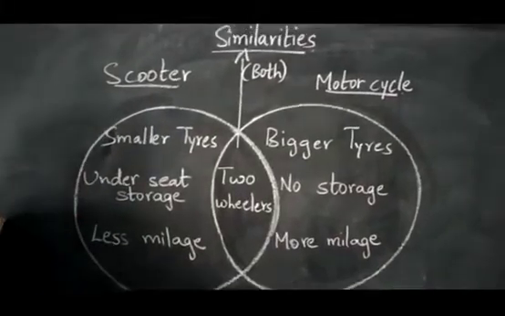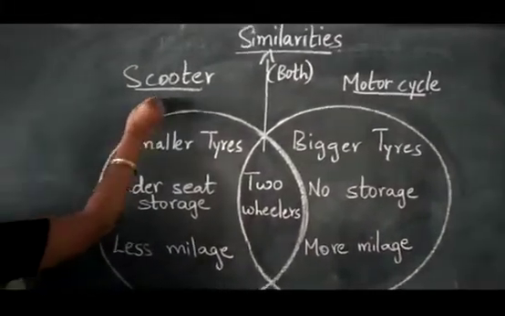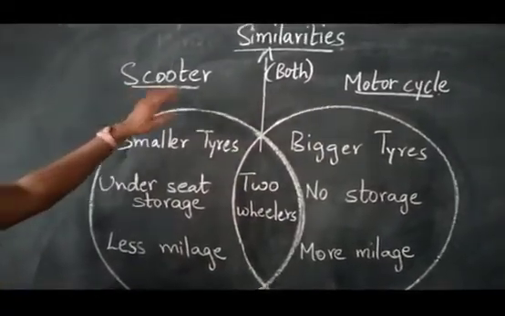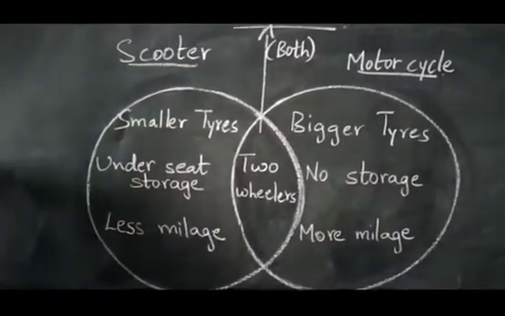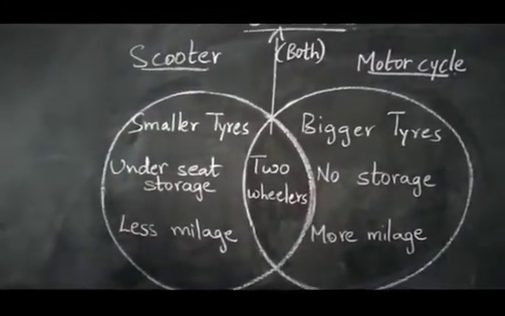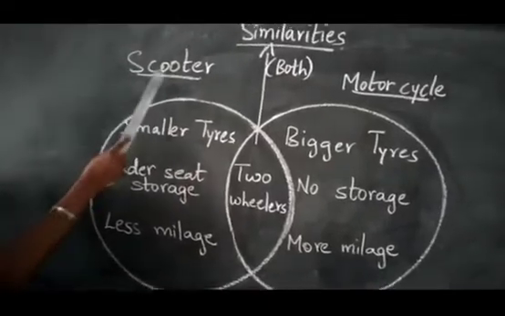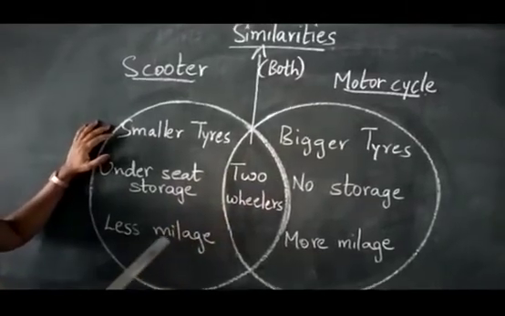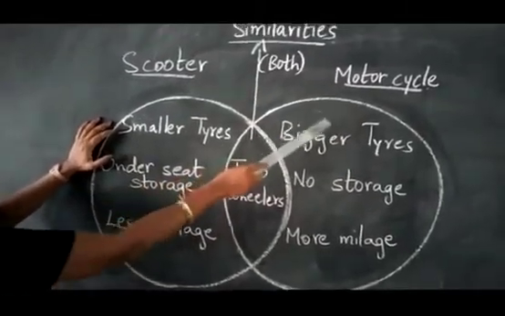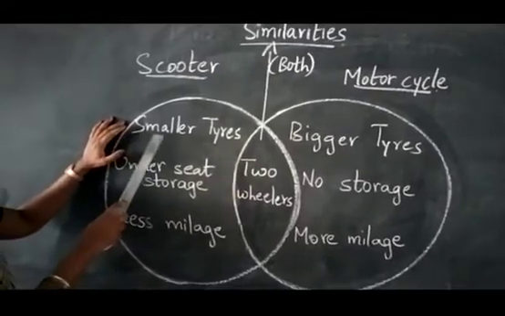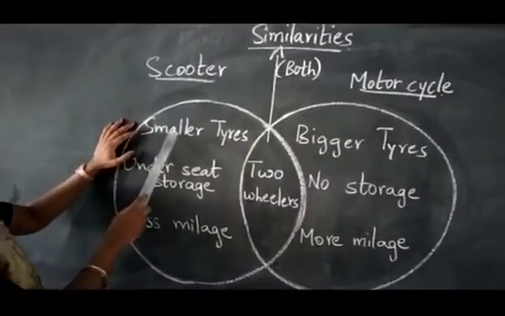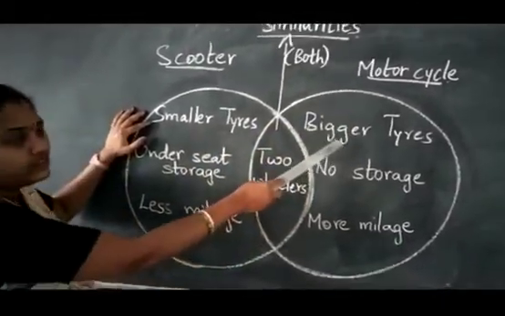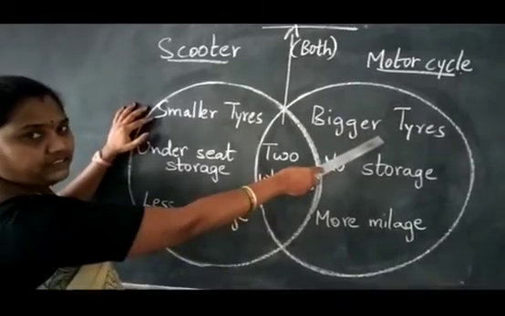See here, I took the example of a scooter and a motorcycle. I wrote the differences and similarities of scooter and motorcycle by using a Venn diagram. A scooter has small tires whereas a motorcycle has bigger tires. Have you ever seen a scooter and a motorcycle? Activa, Jupiter, Scooty. Yes. They have smaller tires whereas motorcycles like Hero Honda, Pulsar, all these bikes have bigger tires.